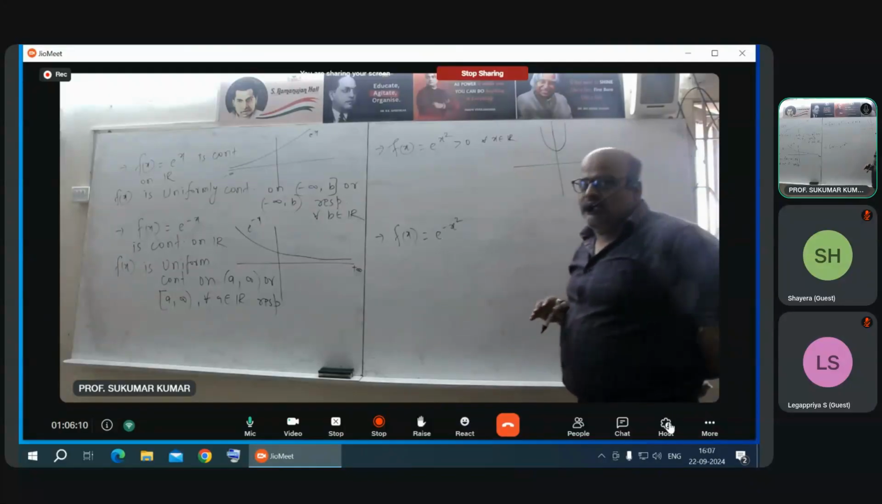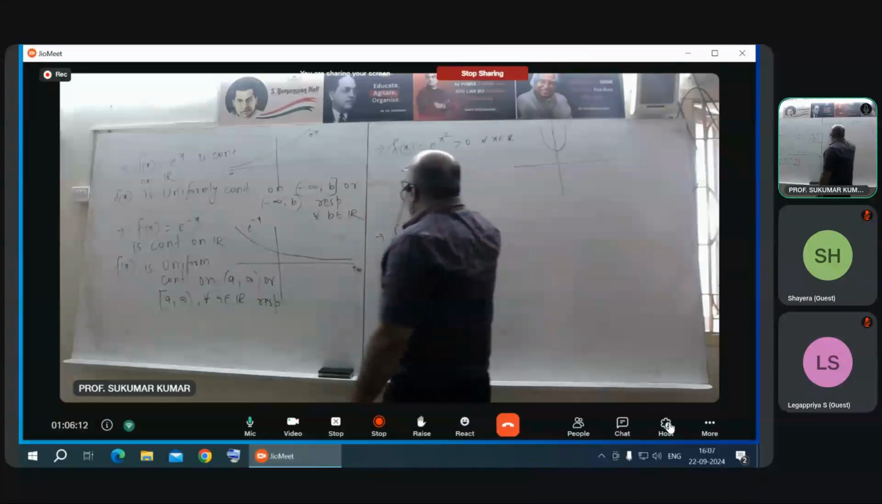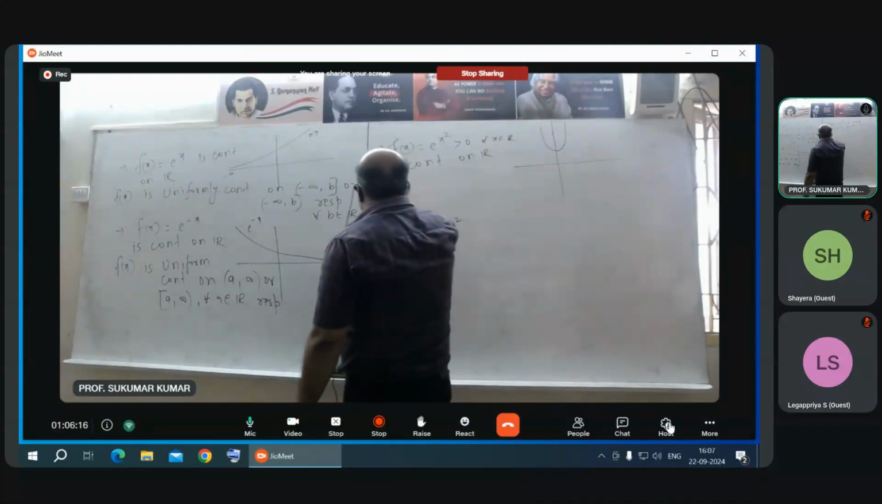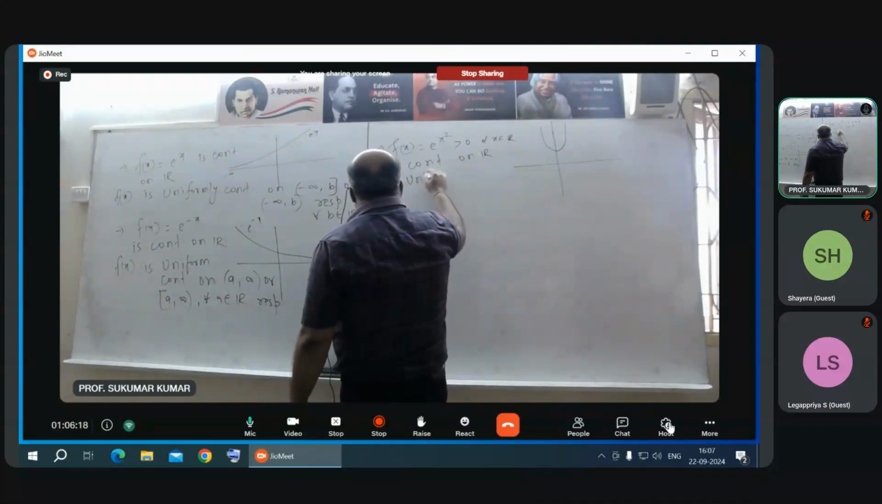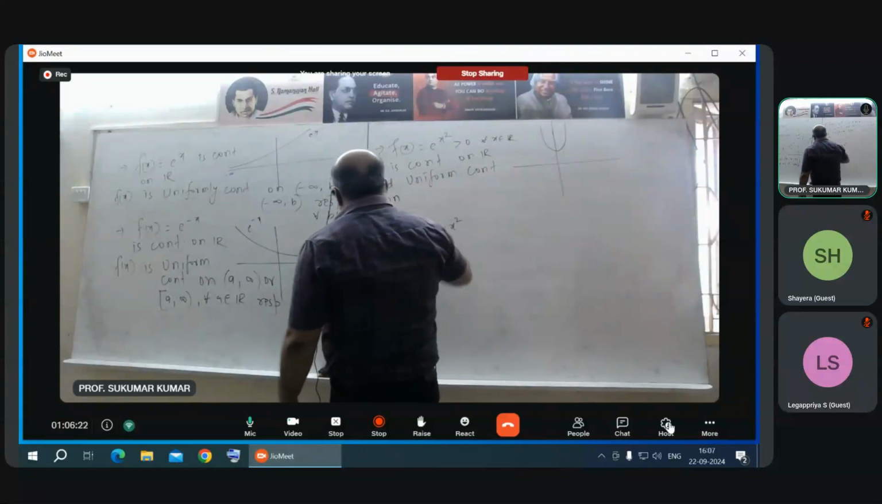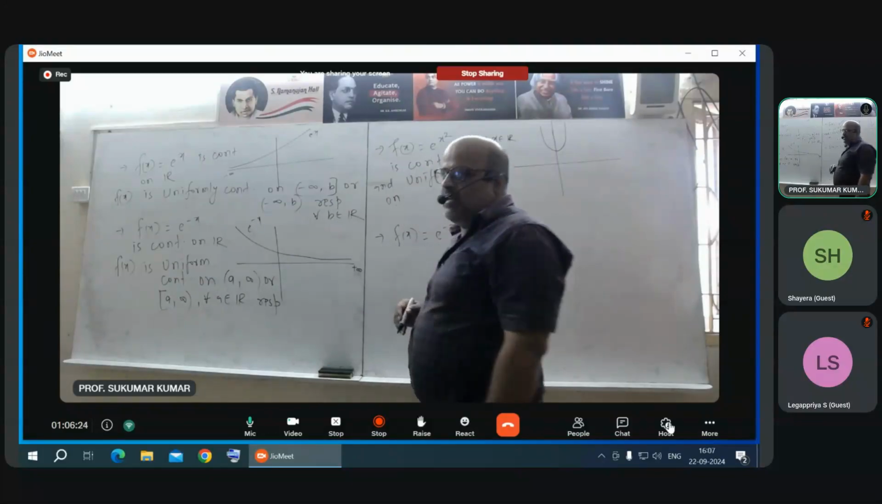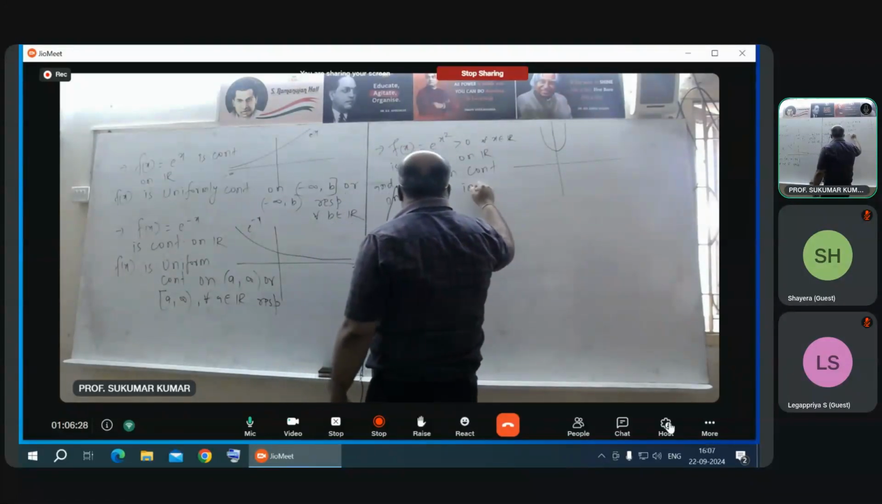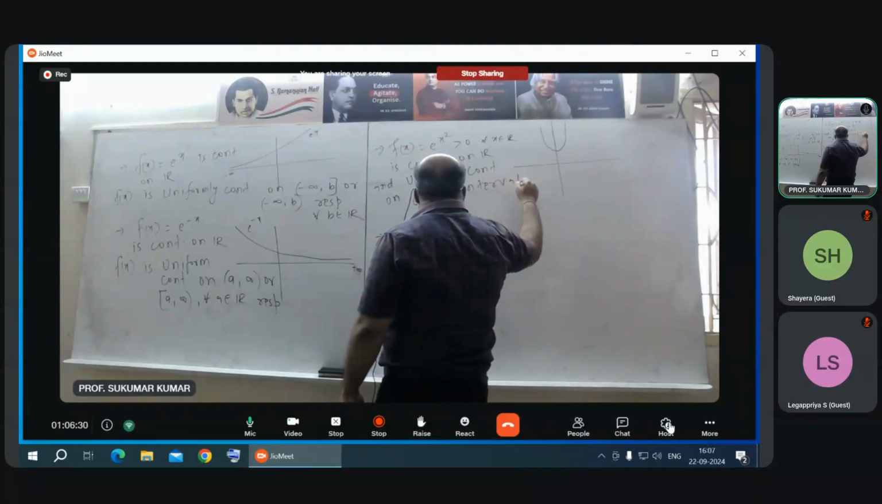Here we can't tell for both sides. Here we will tell it is continuous everywhere and uniformly continuous on a finite interval. On R we can't tell. Finite interval of R, any type of finite interval.